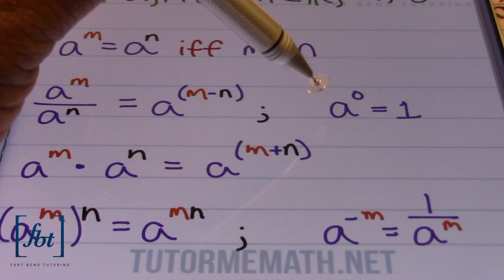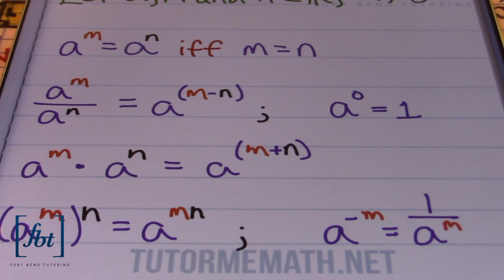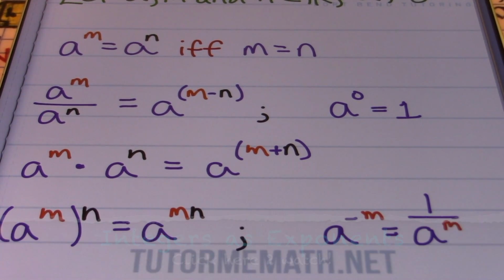Here's a good one over here: a to the 0 power. If a is not equal to 0, the result will be equal to 1. That's always refreshing. Then here's this one: a to the m power times a to the n power equals a to the sum of m and n. I utilize all of these rules in the integers as exponents video, if you want to recap on some of those things.